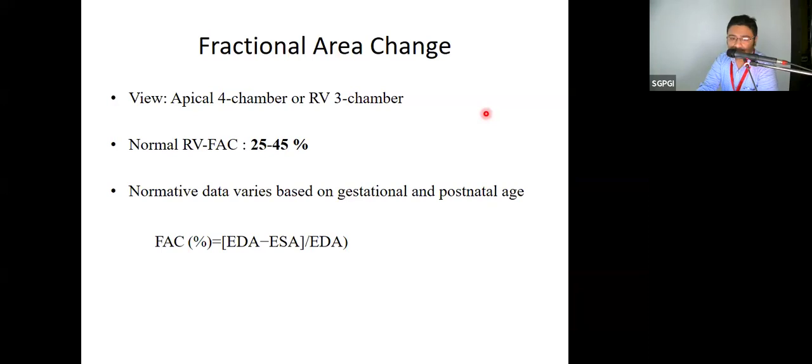Then something about fractional area change. Here we can do it in the apical 4-chamber or RV 3-chamber view. Normally it is around 25 to 45%, and there is normative data on FAC, which varies with the gestation and the postnatal age. The formula is the end diastolic area minus the end systolic area, divided by the end diastolic area.